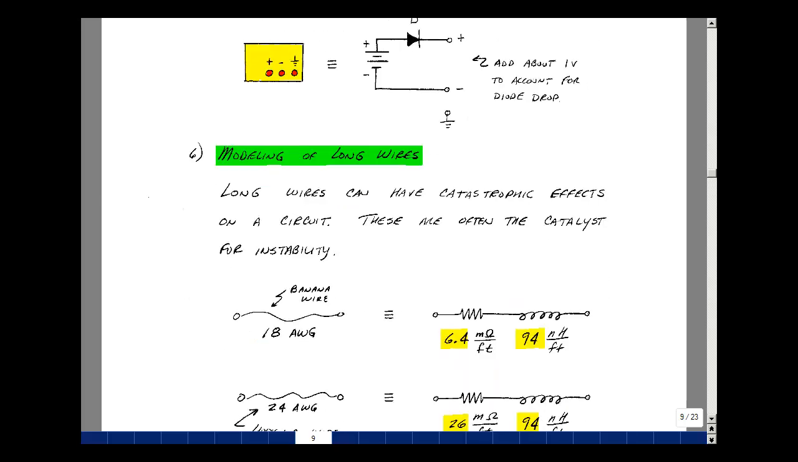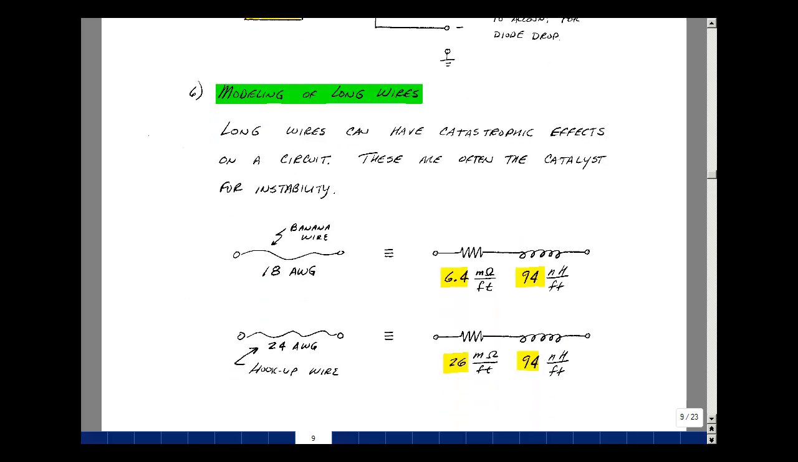Now, we're also using different size wires in our design. We have some banana wires and we have hookup wire. So I give a model for the banana wire, which was about 6.4 milliohms per foot and about 94 nanohenries per foot. And then for the hookup wire that we were using, about 26 milliohms per foot and 94 nanohenries per foot. Sometimes this inductance can cause effects or stability problems, and so it'd be good if our model was accurate, even down to the wires that we're going to hook up.